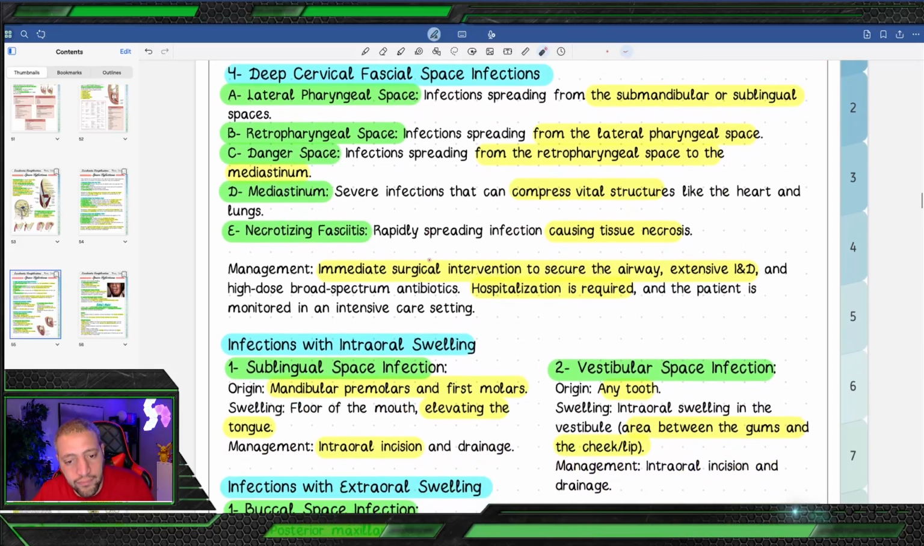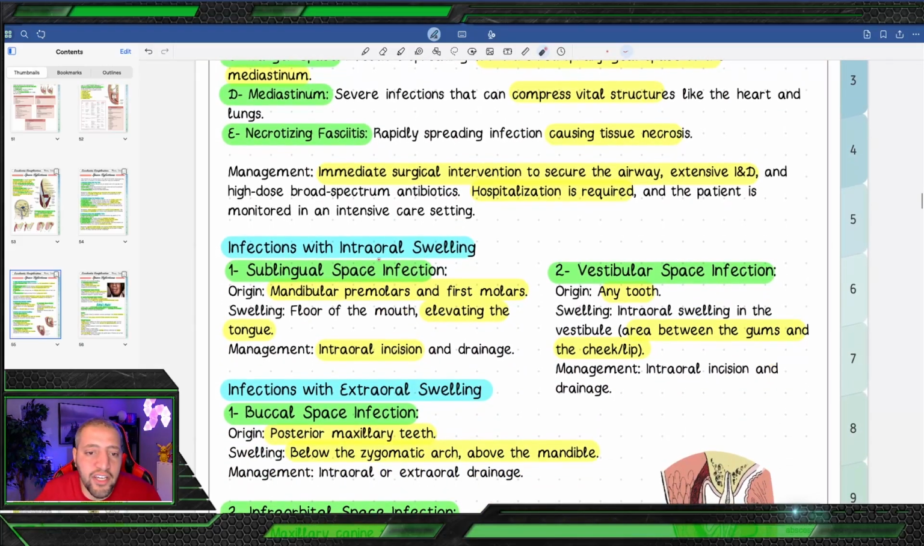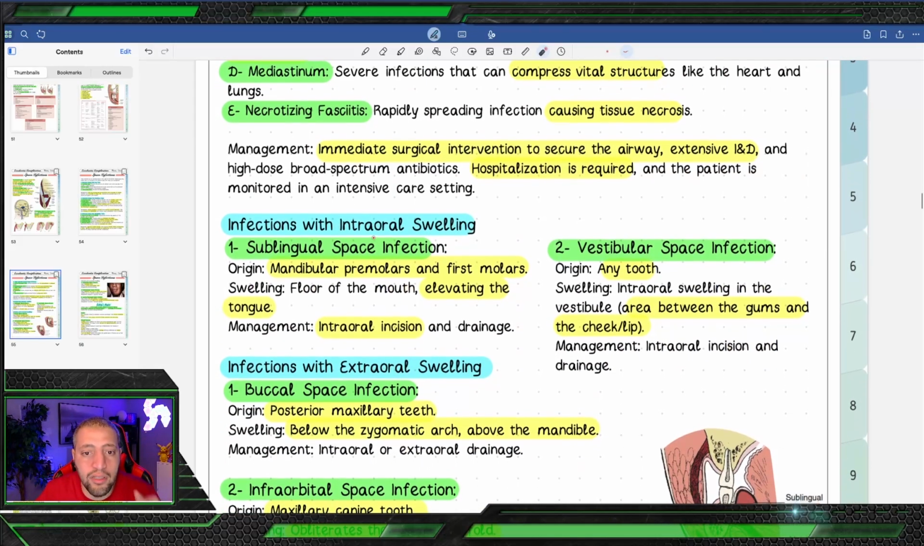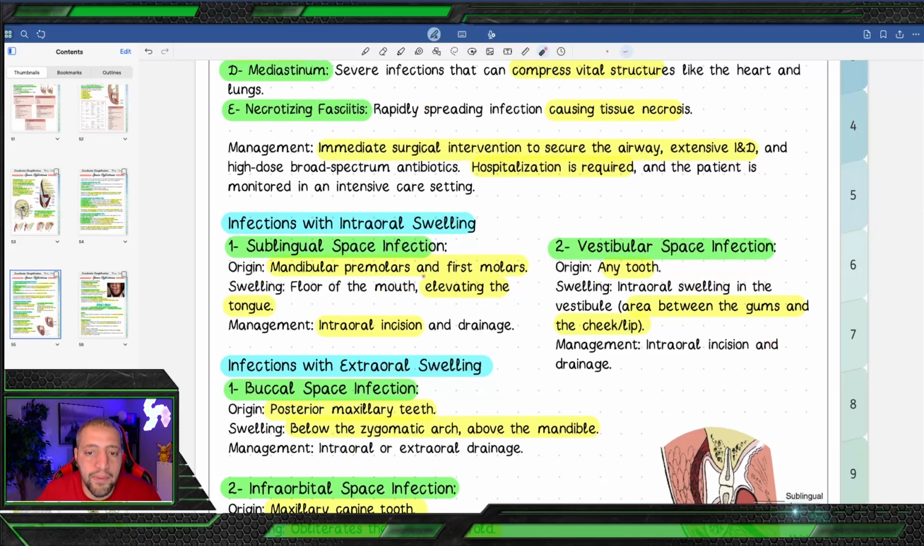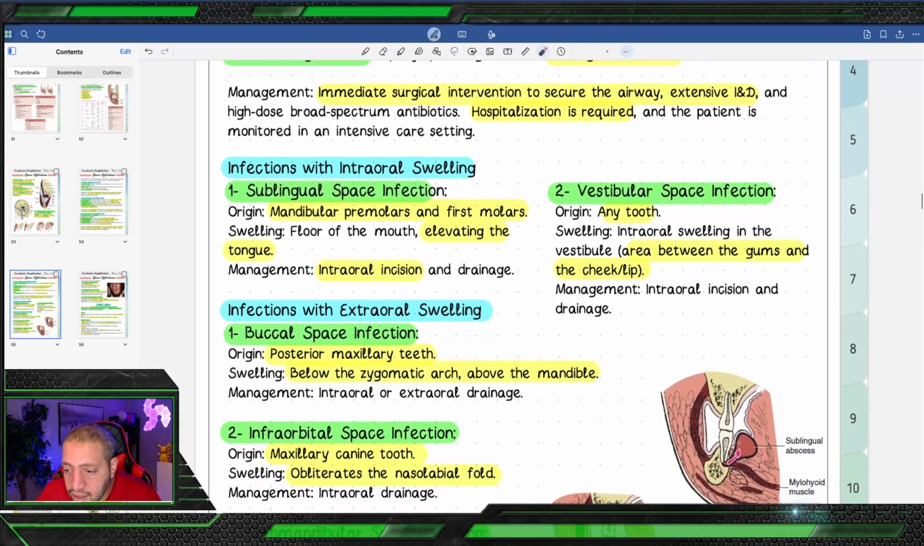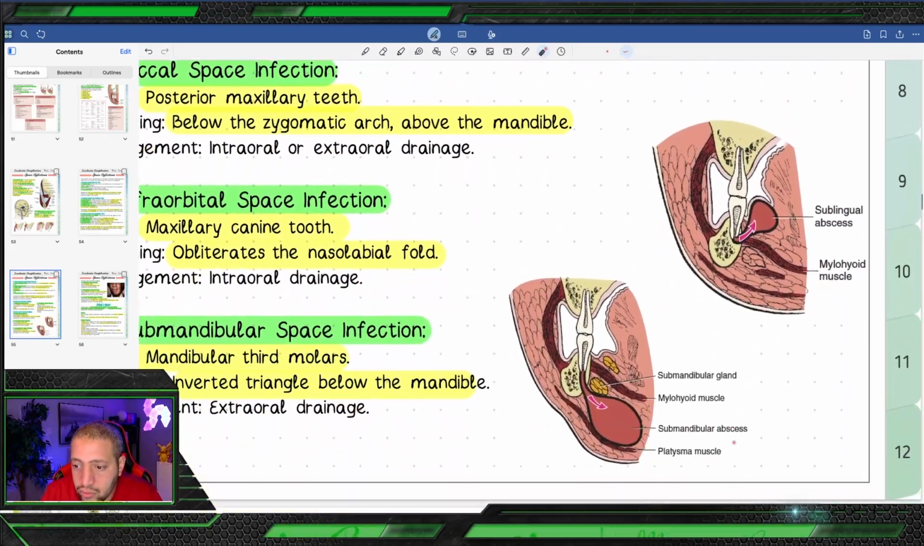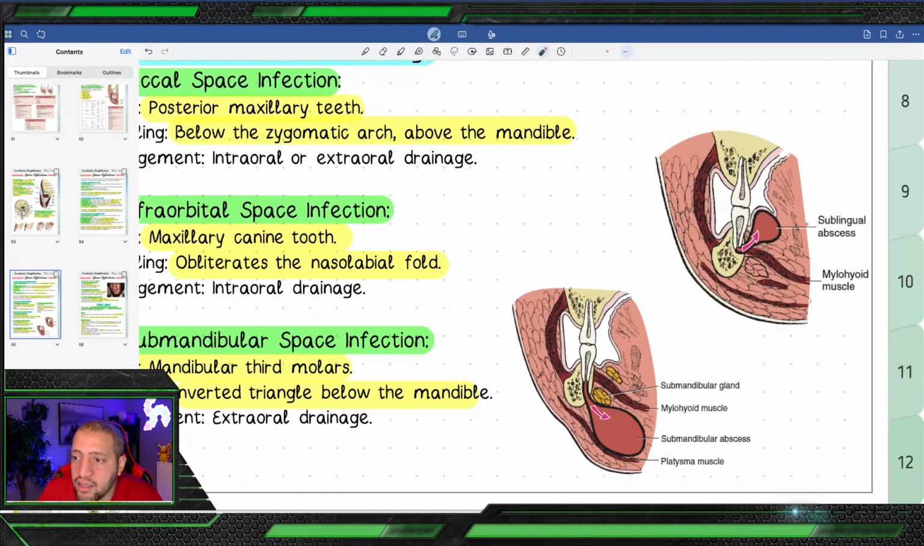Okay, let's divide the space infections into intraoral swelling and extraoral swelling. Intraoral, we have the sublingual space infection, from mandibular premolar and first molar, elevating the tongue, with intraoral incision. Again, just to confirm what we discussed before, here you see the sublingual abscess above the mylohyoid muscle. Submandibular is below the mylohyoid muscle.